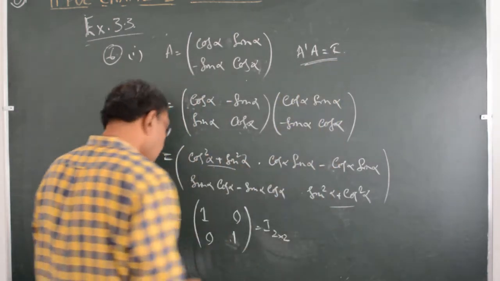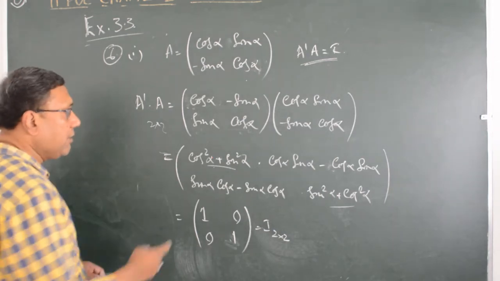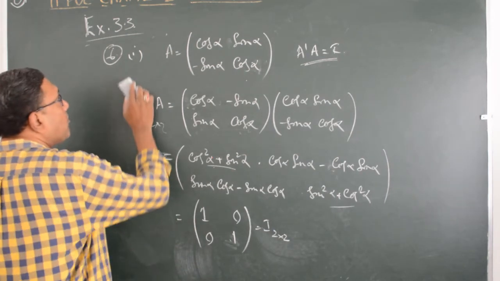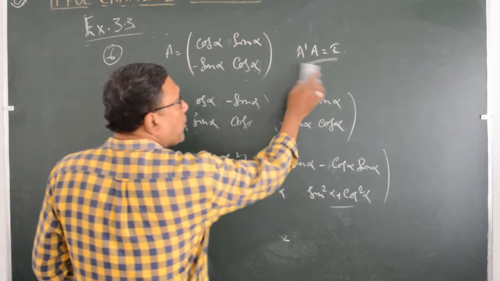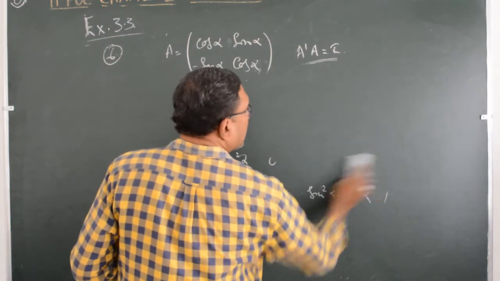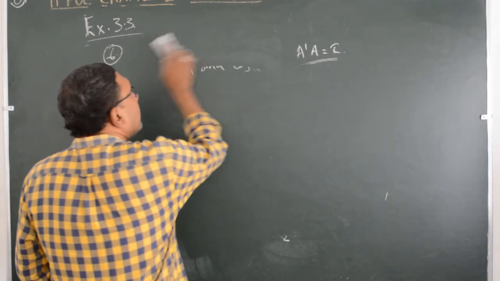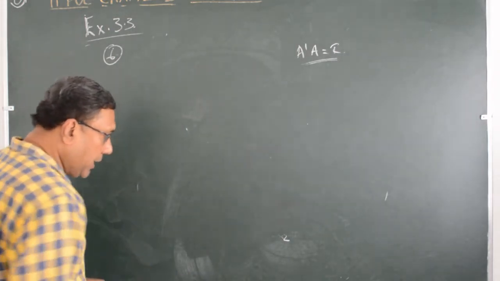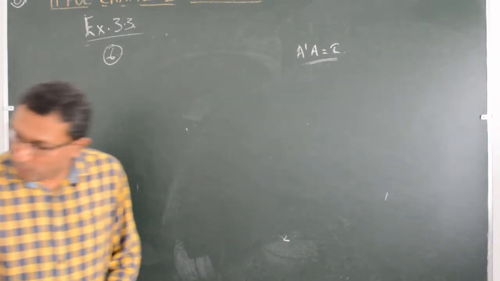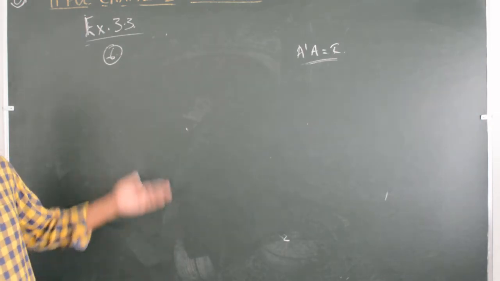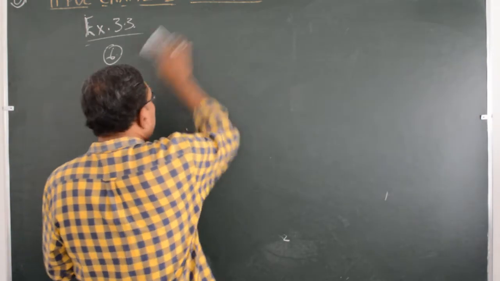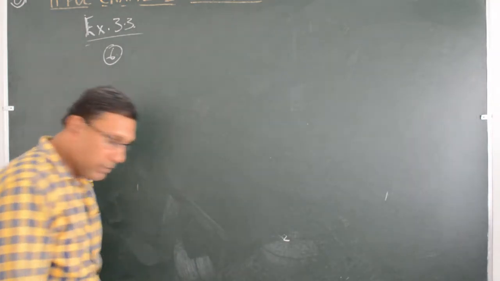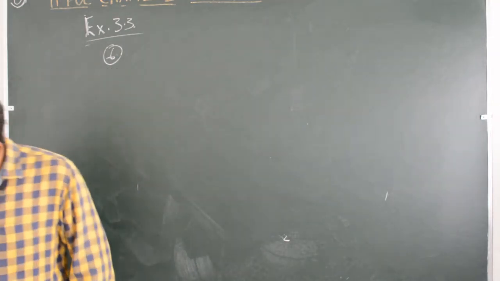In the same way, you have a second problem similar to this in the textbook, and again you have to prove that A transpose into A is equal to I. You can take it as homework, which is very easy. On the same line you can prove that A transpose into A is equal to I.